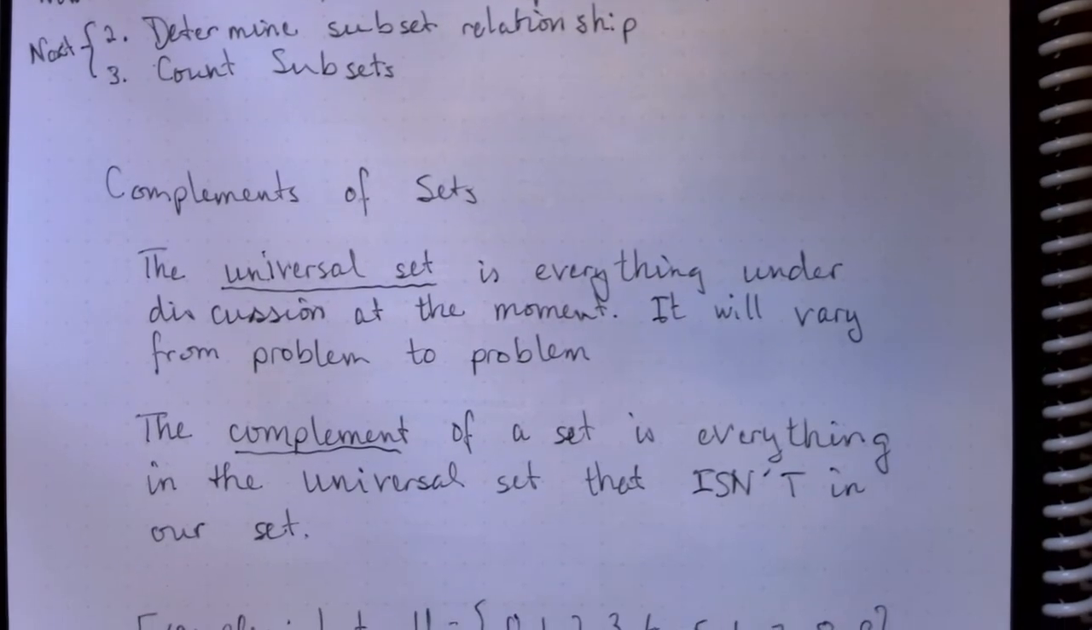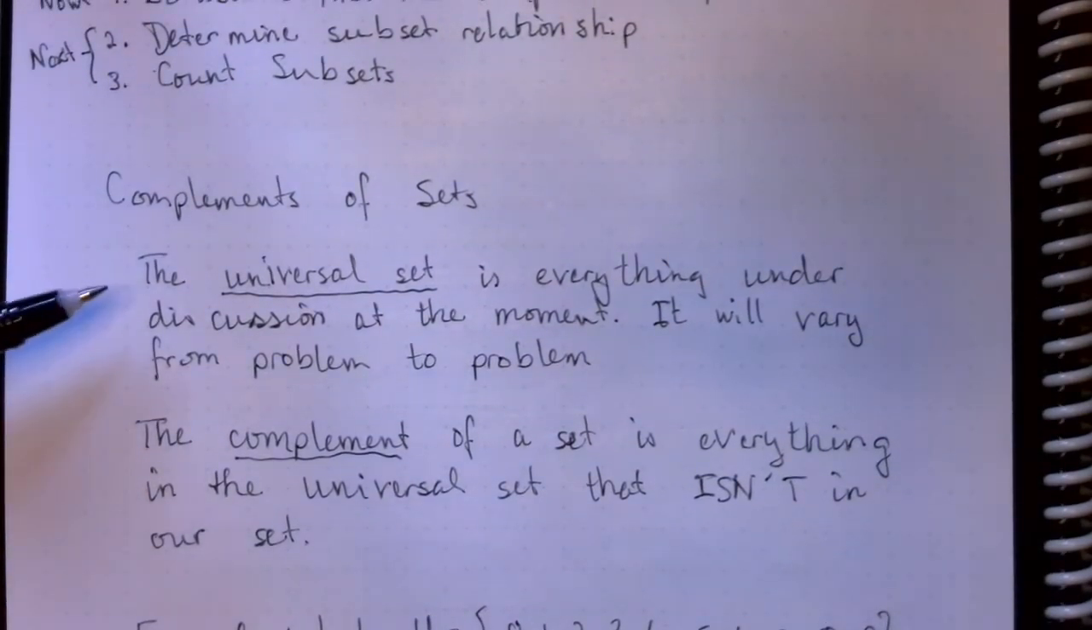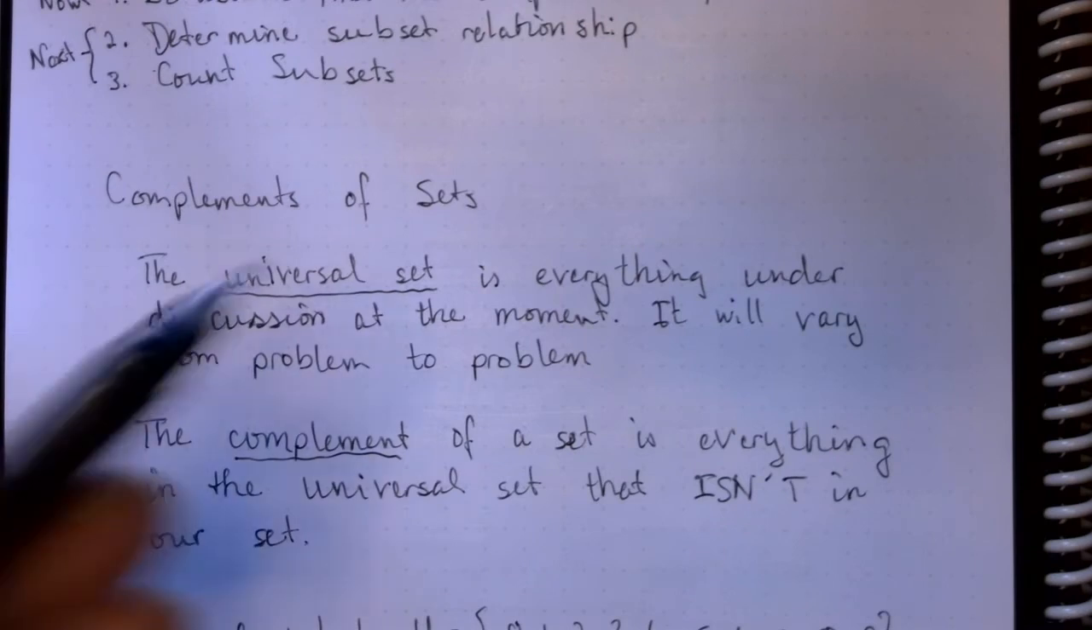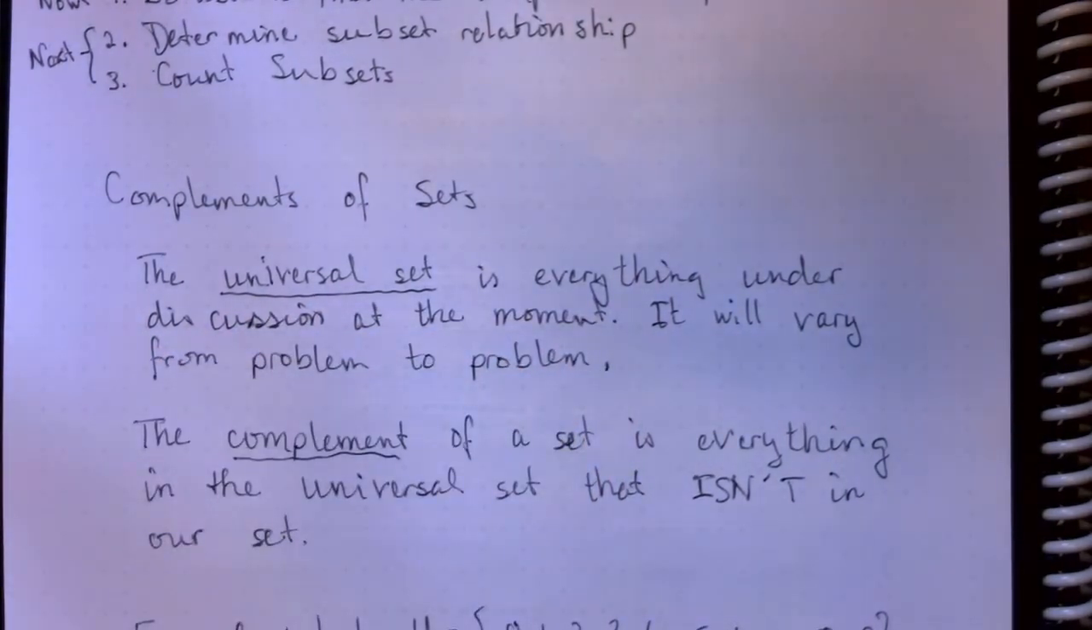So let's get some definitions down here. The universal set is everything under discussion at the moment, and this is going to vary from problem to problem. In one problem the universal set might be whole numbers from 0 through 9. In another problem, the universal set might be the set of all integers. In another problem, the universal set might be the set of all students at the college. So you'll have to be given the universal set in the problem to understand what's going on.